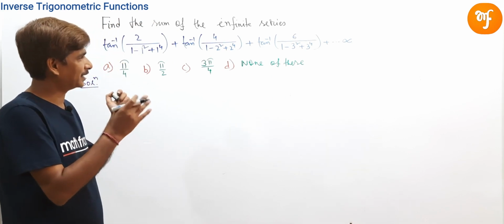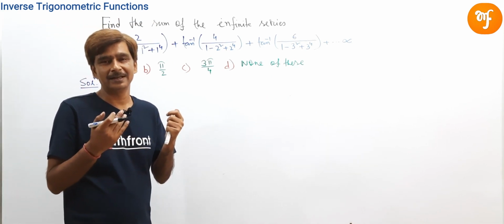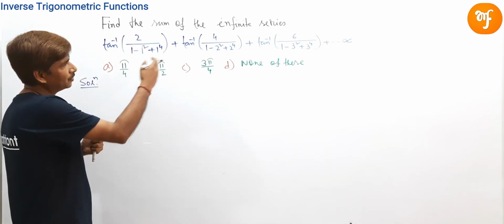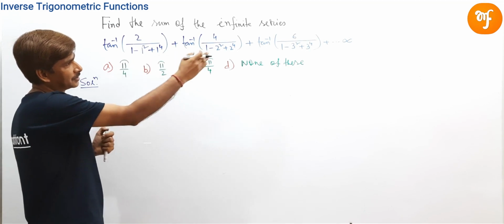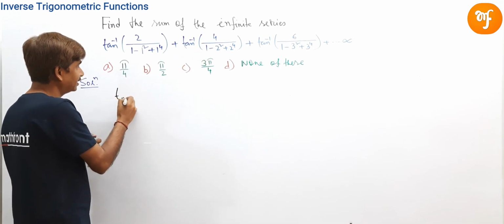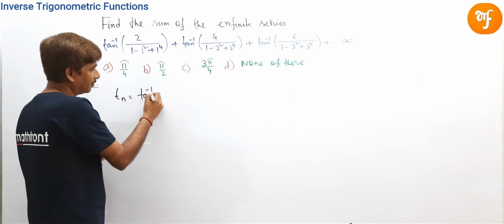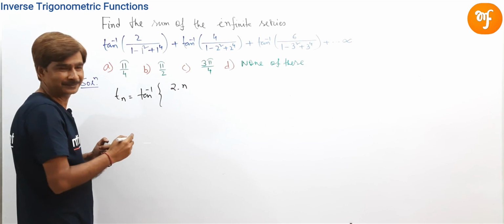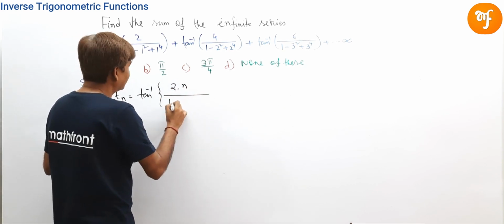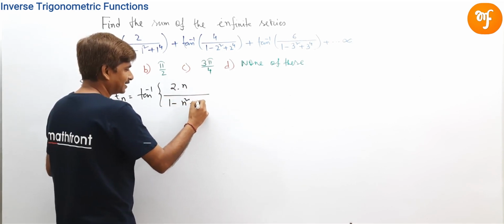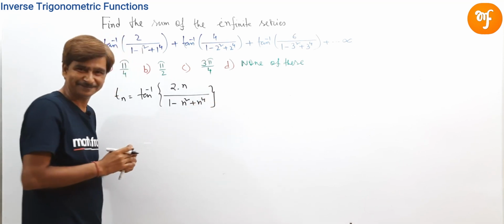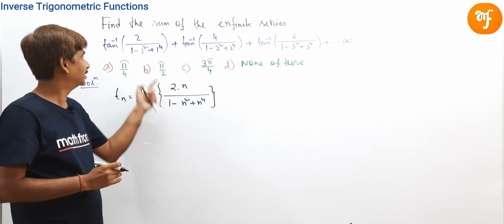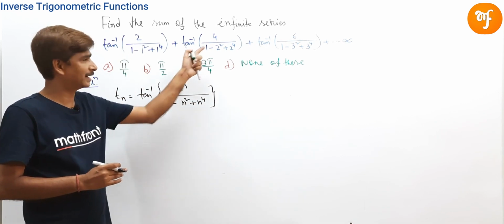Now to solve this numerical, obviously we will try to find the nth term first. It is clear to us after looking at this series that Tn will be tan inverse of 2n divided by 1 minus n square plus n to the power 4. Is it? So this is the Tn, because if we put n equal to 1, we'll get the first term. If we put n equal to 2, we'll get the second term.